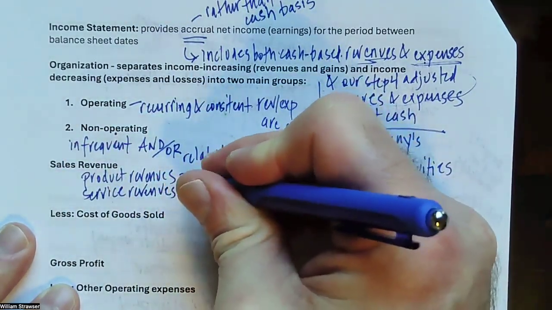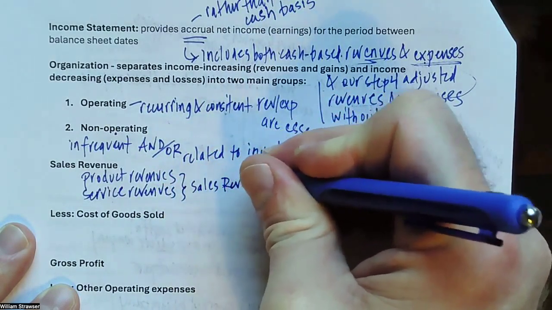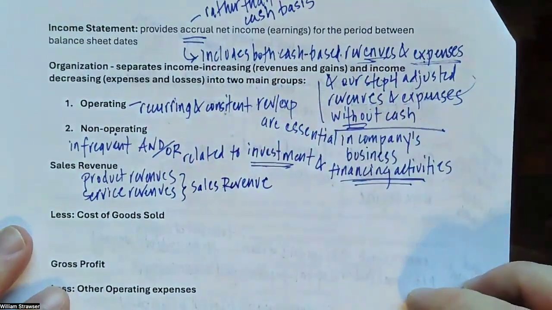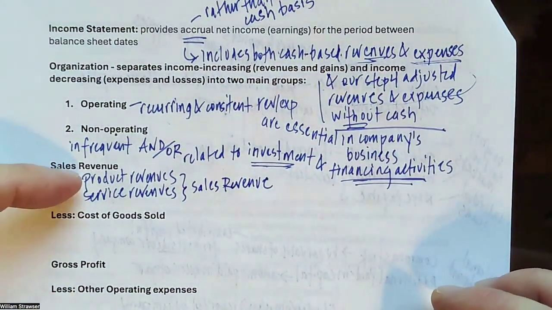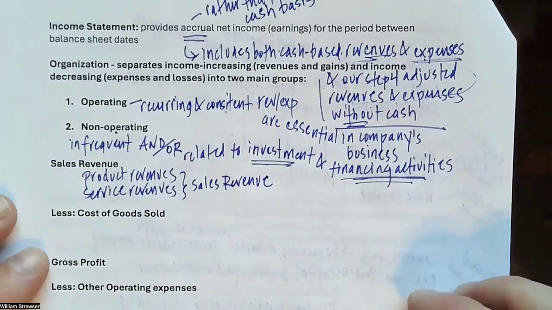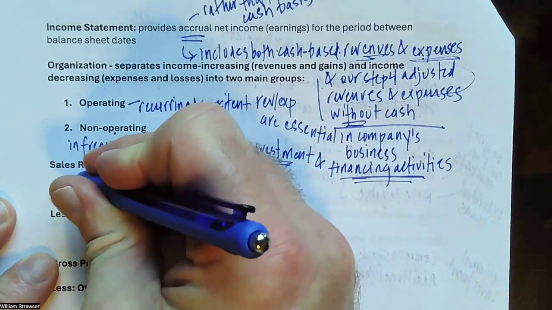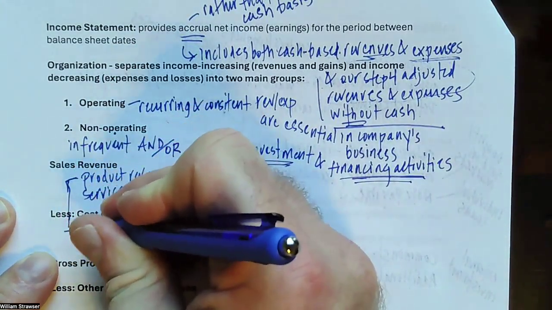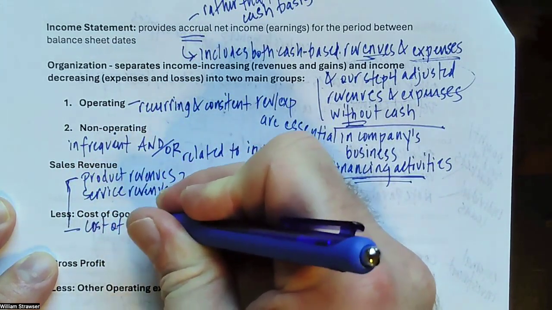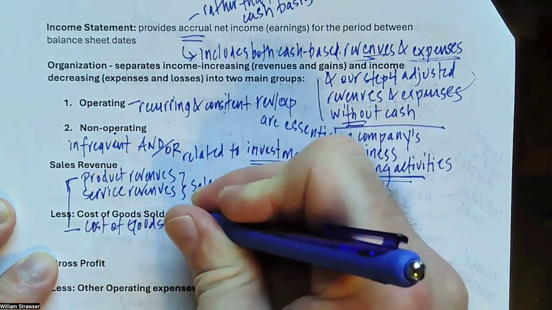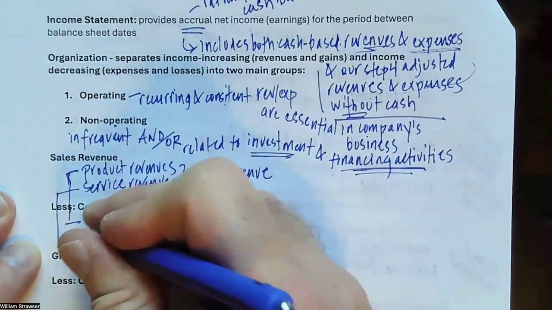Collectively, those are just our sales revenue. But more and more companies, I find, are separating them on their accounts and income statements. And the practice set that you'll do for this class has both product revenues and service revenues. Now, linked to product revenues, of course, is cost of goods sold, but also linked to service revenues are cost of services.